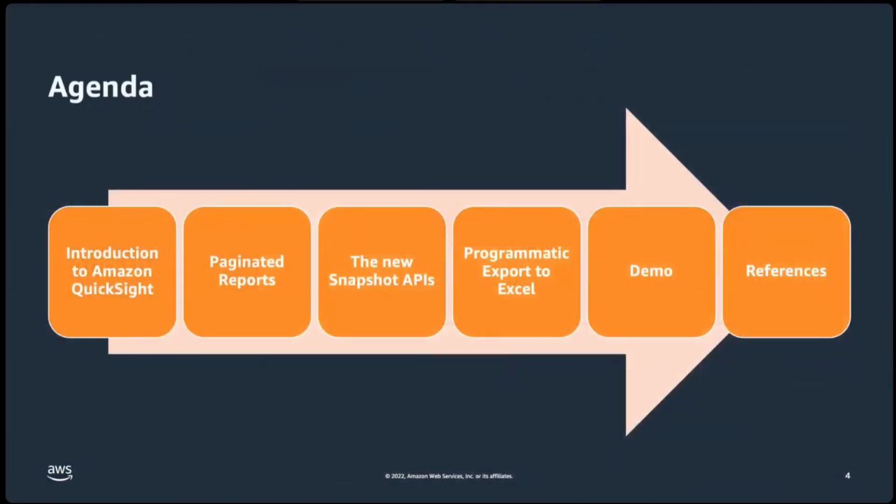So today I'm gonna talk a little bit about Amazon QuickSight. I'm gonna give you a brief introduction to Amazon QuickSight. I'm gonna talk a little bit about what paginated reports are and the new Snapshot APIs. And then I'm gonna spend most of the time discussing and talking about the programmatic export to Excel. I'm going to do a demo of various use cases, and then I'm going to end with a few references that I hope you'll find extremely helpful.